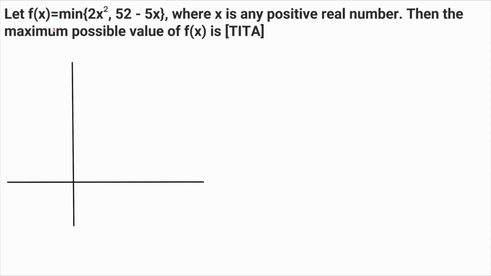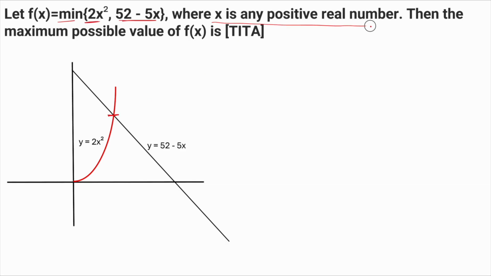The question says f(x) is the minimum of 2x² and 52 − 5x. Let's consider two graphs. The first one being y equals 2x², and the second graph being a straight line, y equals 52 − 5x. We notice that the two graphs intersect at some point given here, and since this point is visibly in the first quadrant, x is definitely a positive real number.